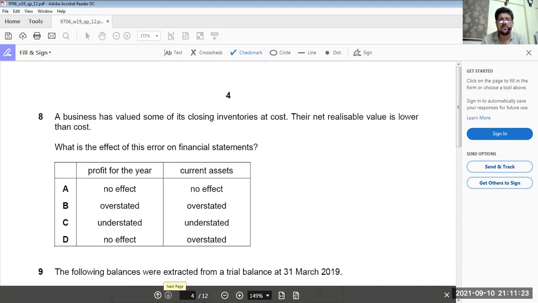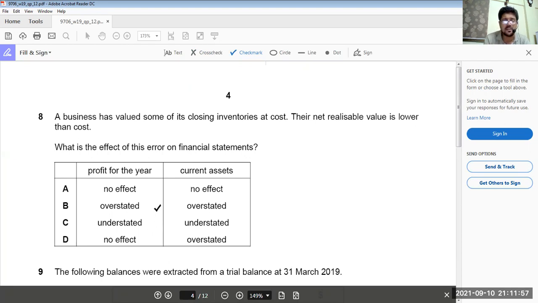Now a business valued some of its closing inventory at cost. The net realizable value is lower than the cost. What is the effect of this error on financial statements? Now, if you are not keeping inventory at lower of cost or NRV, and NRV is lower, it means you have to decrease the value of closing inventory. If you don't decrease the value of closing inventory, it means your profit is going to be understated.